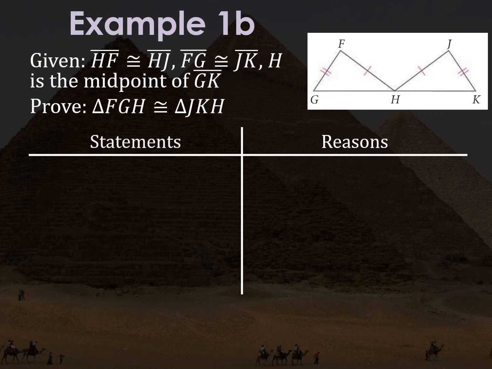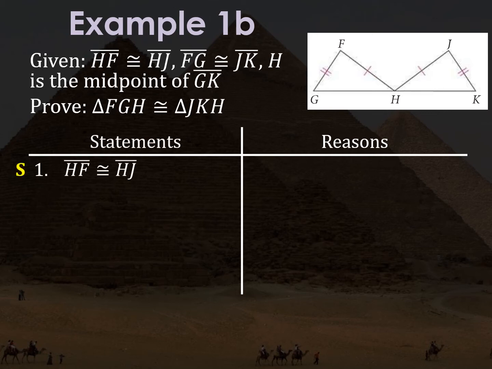Now let's look at example 1b. Given segment HF is congruent to segment HJ. We have FG congruent to JK. And we're also told that H is the midpoint of segment GK. Prove that triangles FGH and JKH are congruent. Remember, when you're proving triangles congruent, the letter order matters. So in this case, they tell you what the order is so you can easily match things up.